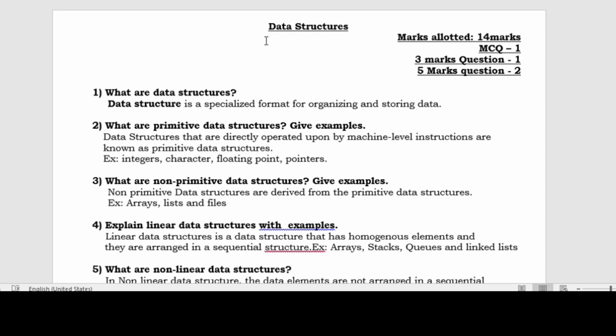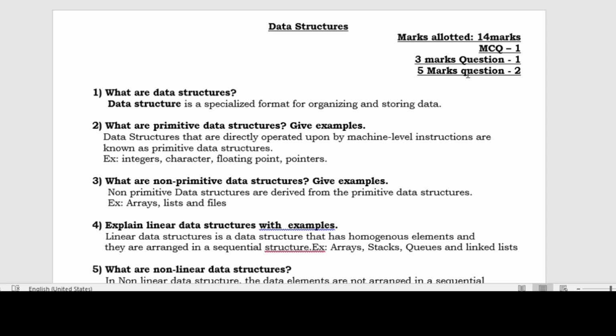So here we have the next chapter, that is data structure. Totally you will get 14 marks. But getting the complete 14 marks is quite difficult. So at least you can get 5 marks from this chapter. You have one MCQ and one 3 marks question. For the 5 marks questions, you have 2 questions of 5 marks.